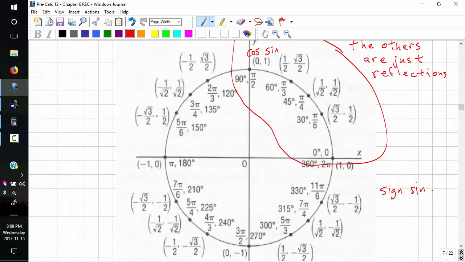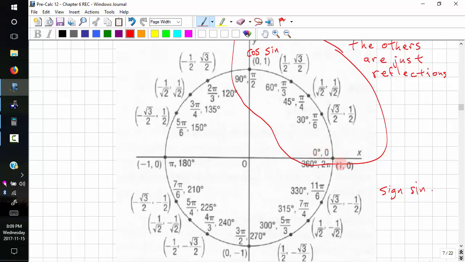So there's symmetry here. You don't have to memorize all of these. All you have to do is memorize the first quadrant. That's why we came up with reference angles. And there's a reference angle in each quadrant. And there are special angles. These special angles have these special values.